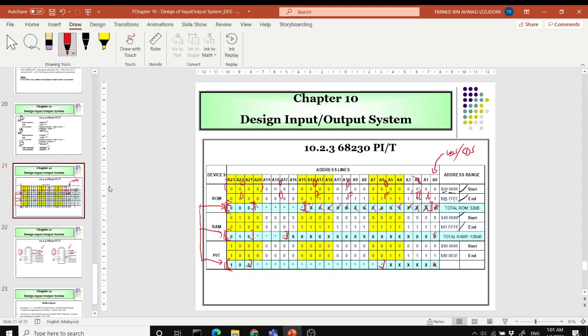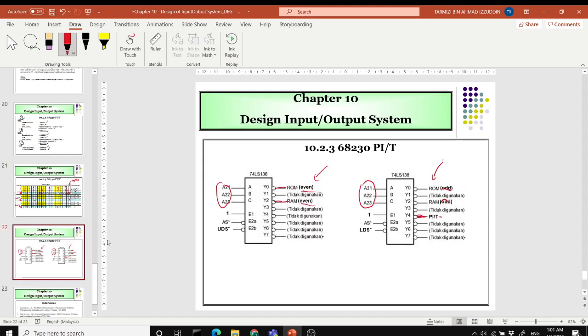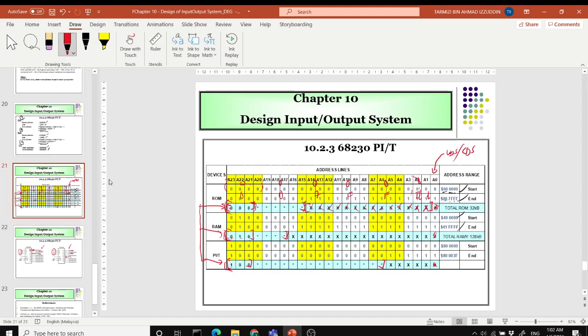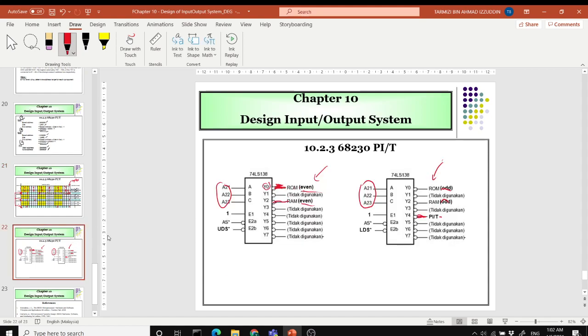If you look back, if the value of A21, A22 and A23 is 000, meaning that the 74LS138 will be selecting Y0 here as an output, because 000 is 0, so only Y0 is selected. If it's 010, 010 in decimal is 2, so 2 is selected. Previously 0, and now 2 is selected.